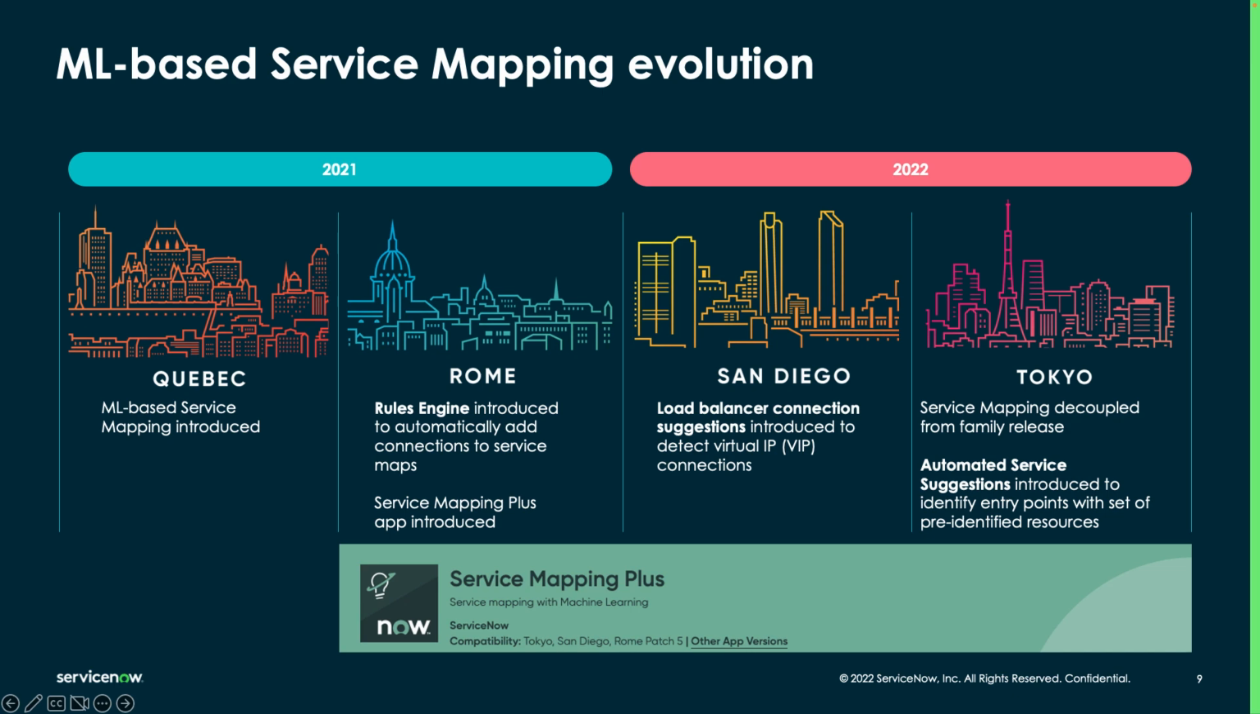In the Tokyo family release, we decoupled service mapping from the family release. What that means is, going forward, all service mapping innovations will be released via the Service Mapping Plus app on the store to ensure service mapping updates can be released more frequently. With the November 22 store release of Service Mapping Plus, we introduced automated service suggestions.